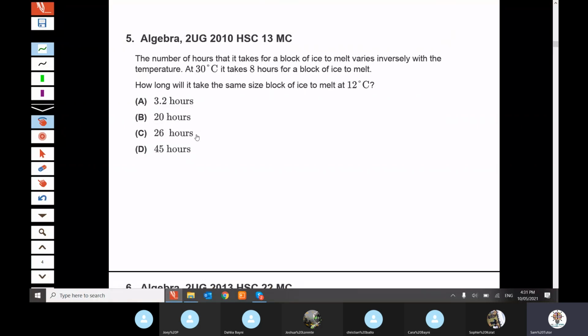Let me know if I'm going too fast, especially you guys that are at home. The number of hours that it takes for a block of ice to melt varies inversely, there's the word again, with the temperature. At 30 degrees, it takes 8 hours for a block of ice to melt. How long will it take the same size of ice to melt at 12 degrees? The logic is to always find K. So we write our equation, the number of hours equals K on T, temperature. It says the temperature is 30 degrees, hours is 8 hours. So 8 equals K on 30, K equals 30 times 8, which is 240.